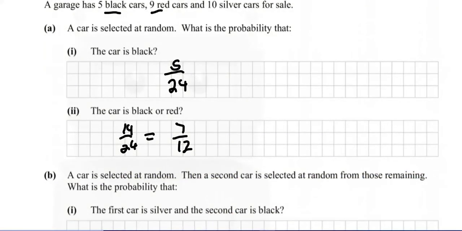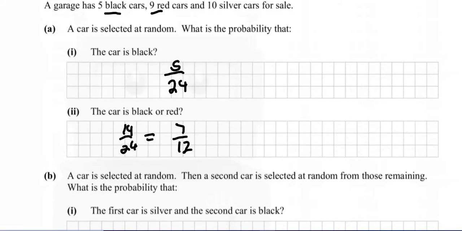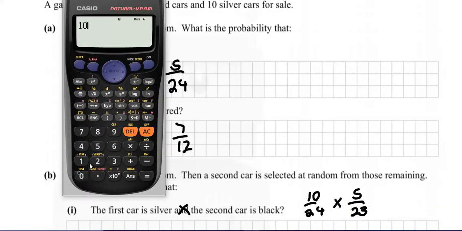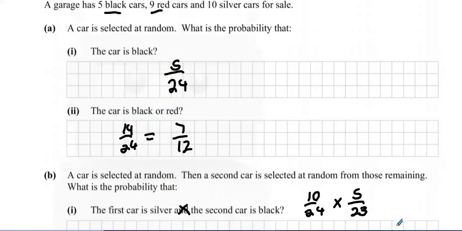A car is selected at random, then a second car is selected at random from those remaining. Find the probability the first car is silver and the second is black, and means multiply. First car is silver would be 10 out of 24, multiplied by the second car being black, which would be 5 out of 23. So 10 out of 24 multiplied by 5 out of 23, which is 25 out of 276.